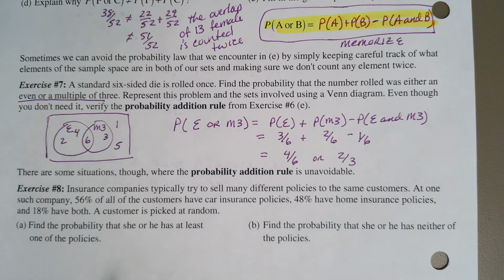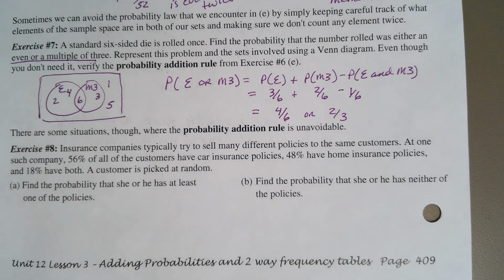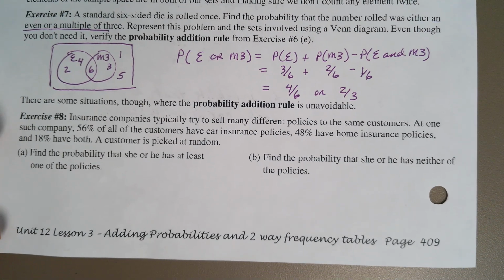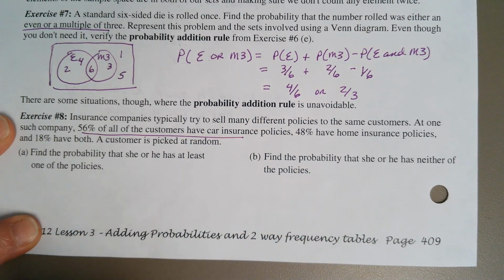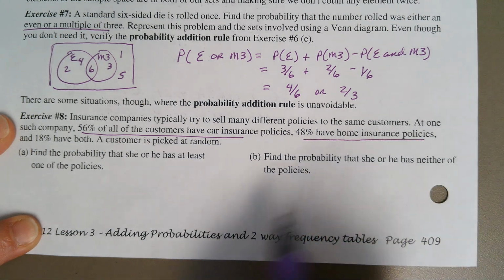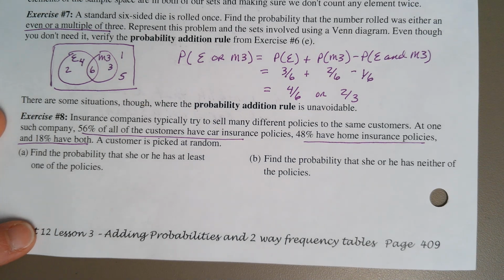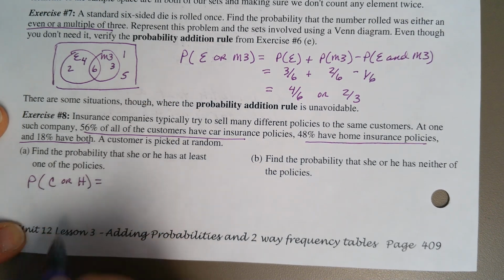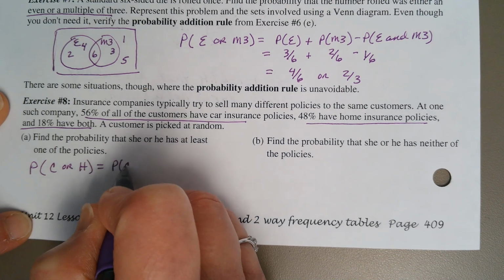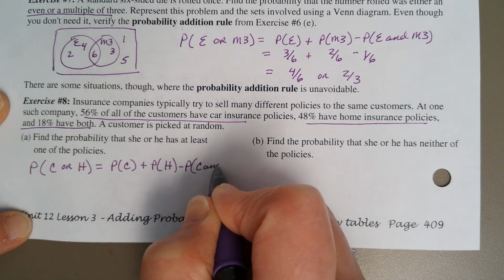And lastly, insurance companies typically try to sell many different policies to the same customers. At one such company, 56% of all customers have car insurance, 48% have homeowners insurance, 18% have both. A customer is picked at random. Find the probability that he or she has at least one of the policies. So that means probability of car or home is going to equal the probability of car plus the probability of home minus the probability of car and home.